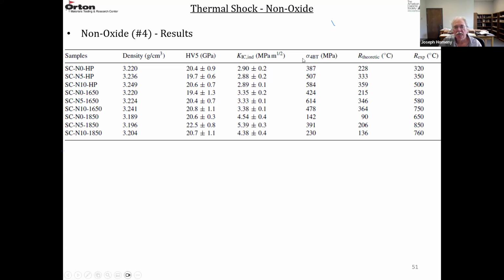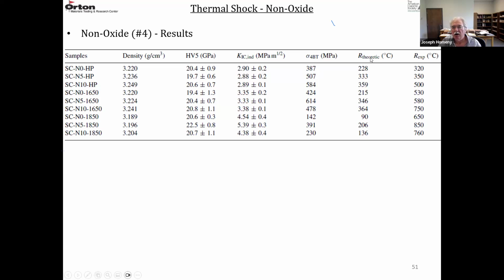The 4-point bending strength in megapascals. These were maybe 400 to 600 megapascals for the first three hot pressed and the material treated at 1650. But the ones treated at 1850, the strength fell off: about 142, 391, and 230. So the strength fell off almost half with this 1850 degrees C heat treatment. The fracture toughness, not quite double, but it went up.